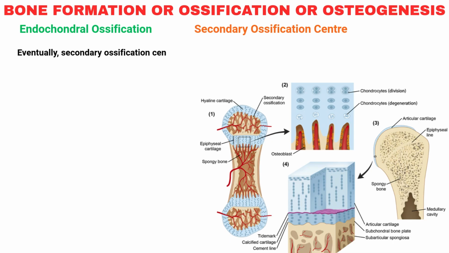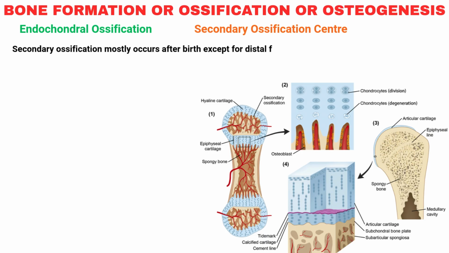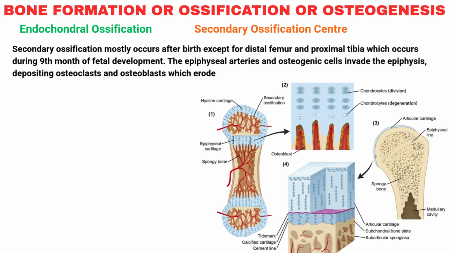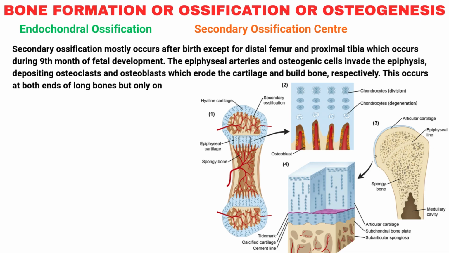Eventually, secondary ossification centers appear in the epiphysis, forming more spongy bone. Secondary ossification mostly occurs after birth, except for the distal femur and proximal tibia, which occurs during the 9th month of fetal development. The epiphyseal arteries and osteogenic cells invade the epiphysis, depositing osteoclasts and osteoblasts, which erode the cartilage and build bone respectively. This occurs at both ends of long bones, but only one end of digits and ribs.